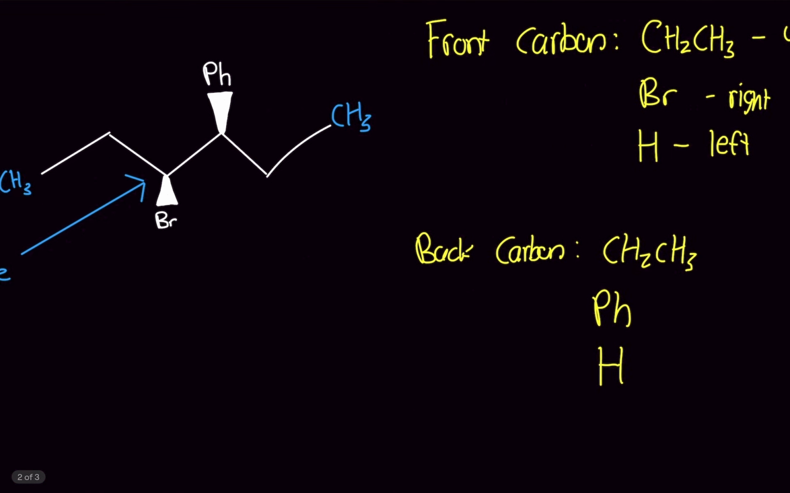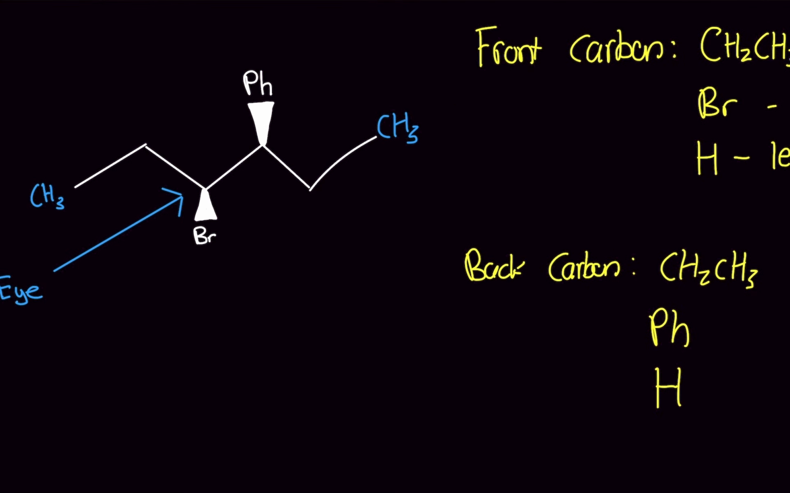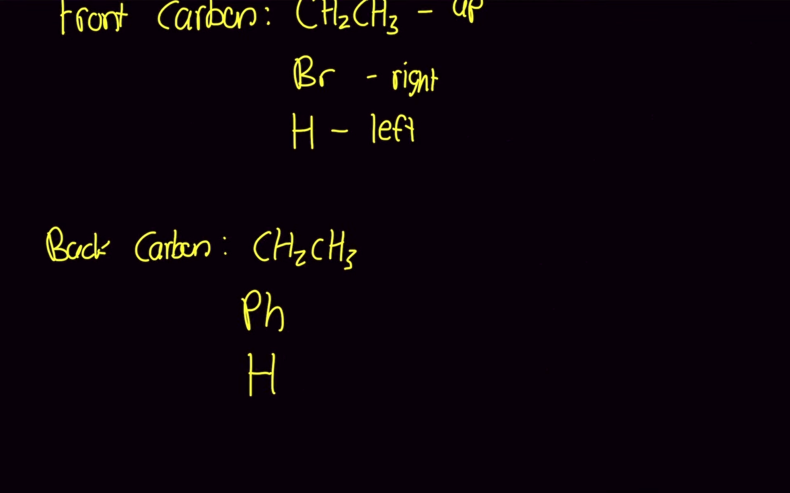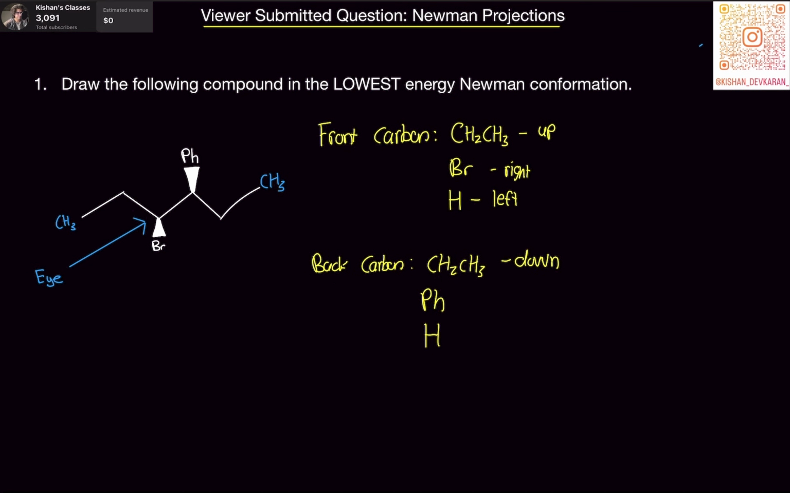Now the back carbon, the CH2, CH3, or ethyl, we start from the back carbon, and we notice we go immediately down, right? We're not going up, we're going immediately down, right? A downward slope. This tells us this is going to be in the down position. The phenyl is on a wedge, so that's going to be on the right. And then that means this has to be on the left, because that's the only space that's available.